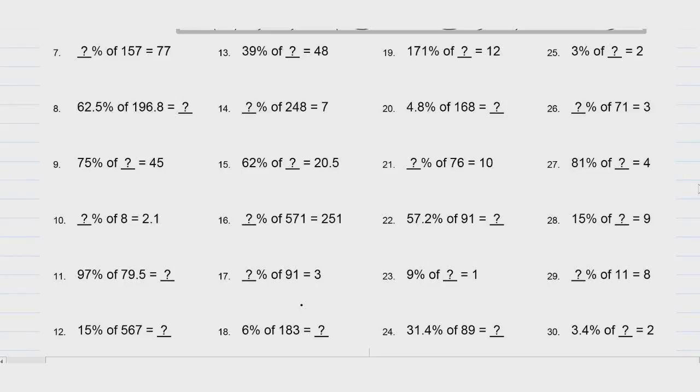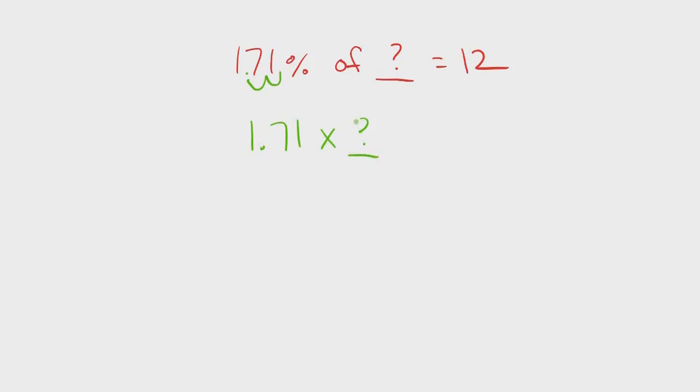Welcome back. You were supposed to do 19, 20, 21, 22, 23, and 24. Problem 19 says 171% of a number equals 12. Well, we're definitely not going that way. We have to go this way. We need to change the percent to a decimal. So we need to move it 2 spaces to the left. We end up with 1.71 times an unknown number equals 12.